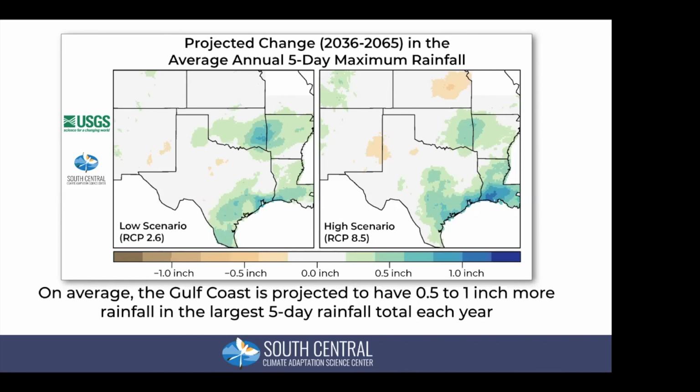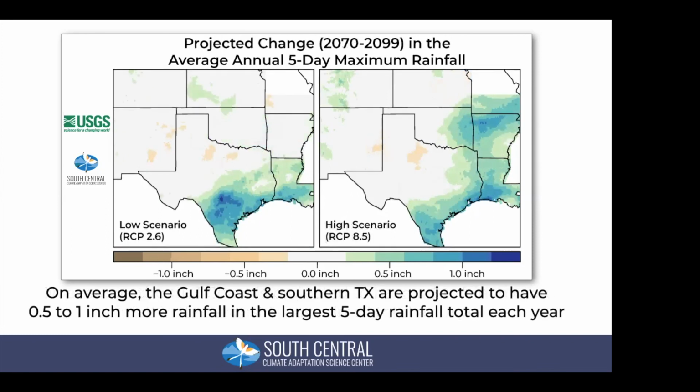The 27 projections demonstrate a moderate level of consistency for this Gulf Coast projection. In eastern Oklahoma and western Arkansas, however, the 27 projections do not agree. In some cases, they show a decrease in the amount of rainfall for these events, and in other cases, a large increase. So we have low confidence in that region, whereas we have moderately high confidence for the increase along the Gulf Coast.